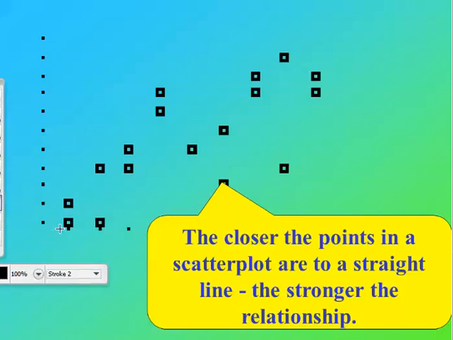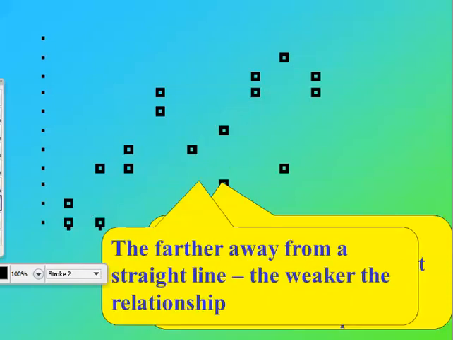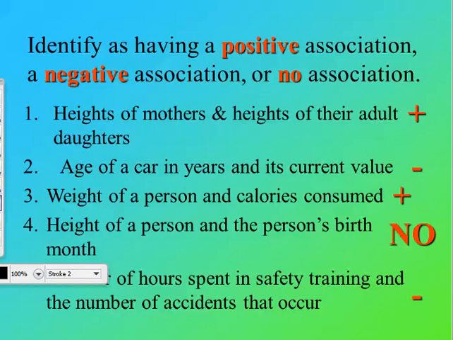Okay. So if I were to draw a line that went through this data, it might look something like that. So the closer the points are to that line, the stronger the relationship is. Well, that makes perfect sense. And the further away they are from that line, the weaker the relationship is. So that's how we can get strong and negative.